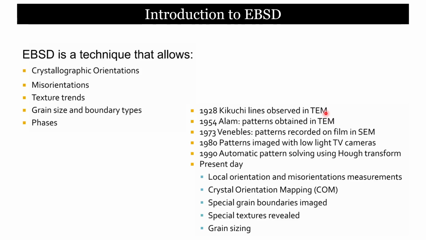Later, in the 1980s, these patterns were imaged with low-light TV cameras, and in the 1990s automated pattern solving was done using the Hough transformation. Nowadays we can use the EBSD technique for crystal orientation, local orientation and misorientations, grain boundaries, texture, and grain sizes, everything.